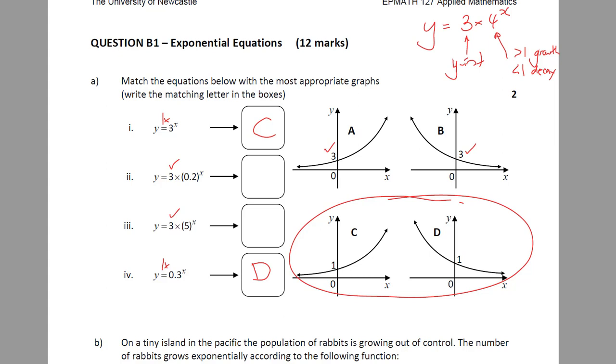A, B, one of them's decay. This one's decay. 5, that's going up. So the y-intercept of 3 with decay is B. The y-intercept of 3 with growth is A.